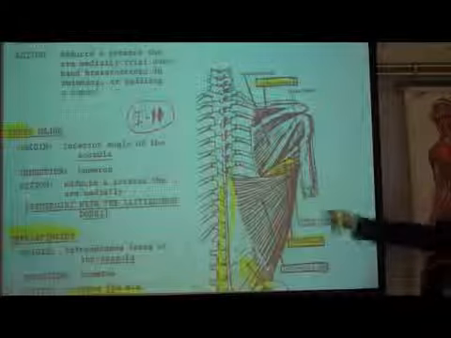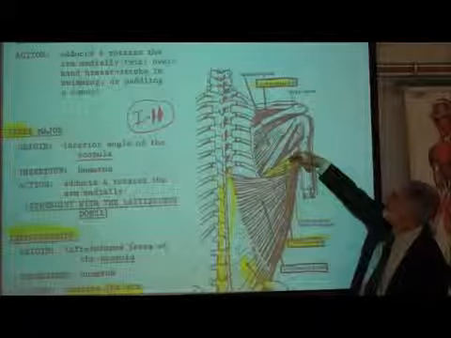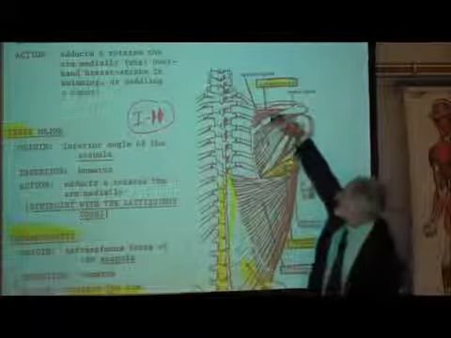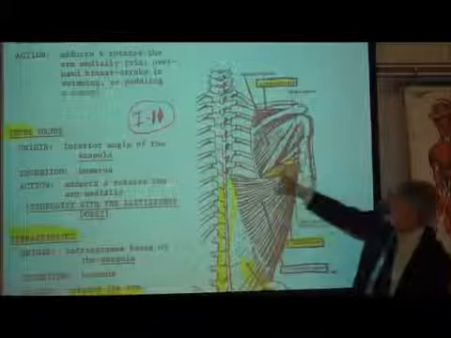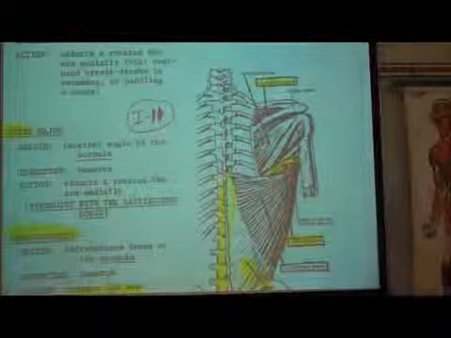The location of the teres major is it's right above the latissimus dorsi. It's below the infraspinatus. This is the supraspinatus, the infraspinatus, and the teres major. That's the order that you'll see them on the back.